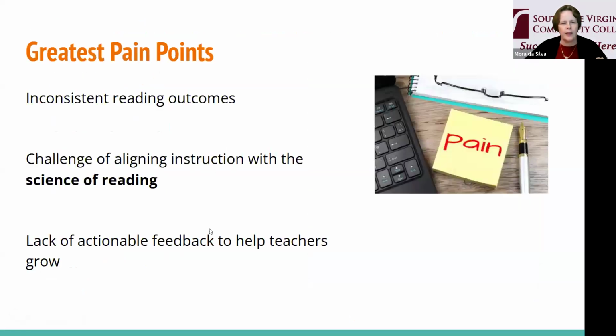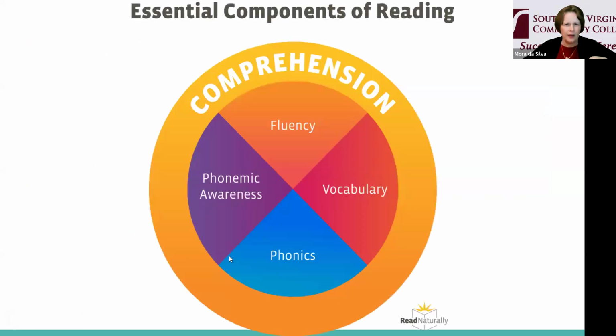All right, some pain points. Some pain points with most programs in Virginia are inconsistent reading outcomes, the challenge of aligning instruction with the science of reading, because there's a big push for that now, which is excellent, and it can be a challenge. And then also a lack of actionable feedback to help teachers grow. So there are three pain points that I'd like to address today.